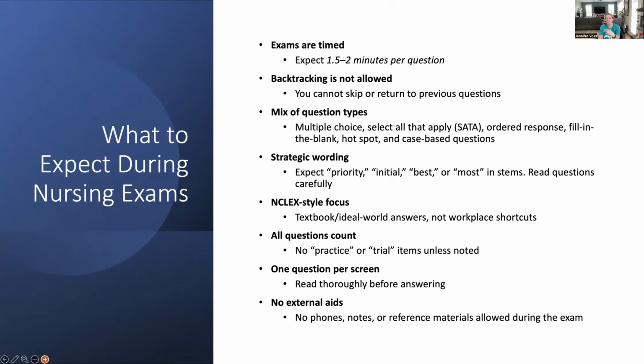One question per screen, going back to that backtracking one, and then no external aid. So we do not allow phones, notes, most of the time smartwatches too. All of that has to be put away during the exam.